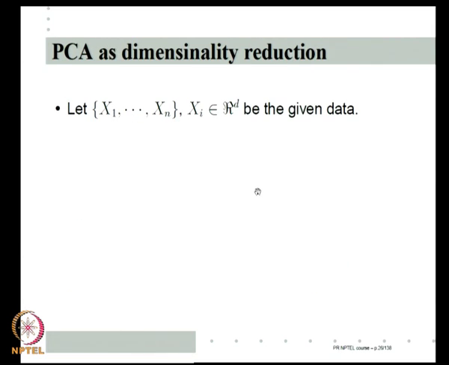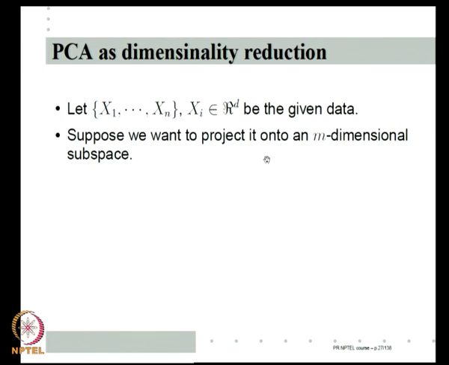So, let us start to define the problem. Let us say we first want to look at it from the point of view of dimensionality reduction. Let x1 to xn be the given data. As I said, now class labels are not important. So, we will only look at x1 to xn. Let us say all of them are d dimensional. We want to project it into m dimensional subspace.